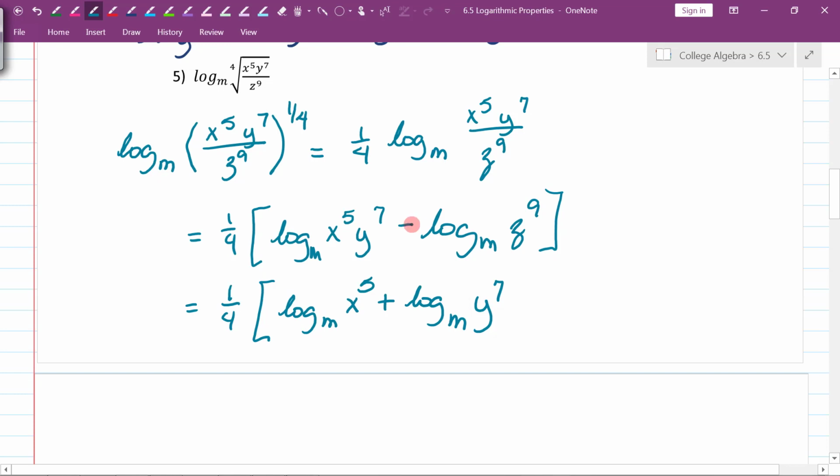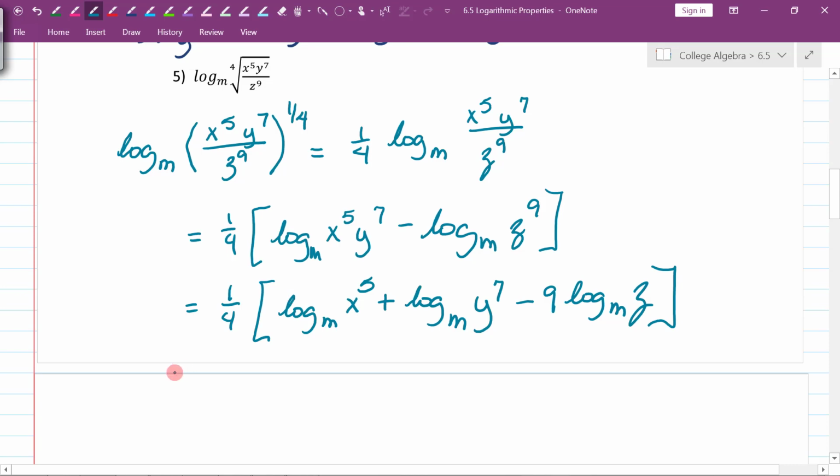Now I'm going to go subtract. I don't have two factors there. I just have z raised to the 9th power. So I'm going to apply the power rule, which says I'm going to take the 9 and bring it out front. So this is going to become 9 log base m z. Okay, now I have about two more steps to do. The next one is going to be distribute the 5 down out front on both of those.